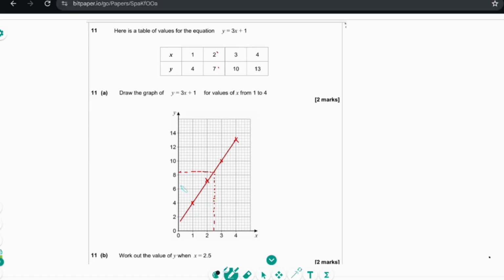So what's the scale on this y-axis? Between 0 and 2 is 1, 2, 3, 4, 5 boxes. 2 divided by 5, obviously you can use your calculator for this, is 0.4. So it's going up in 0.4, so it would be 8.4.